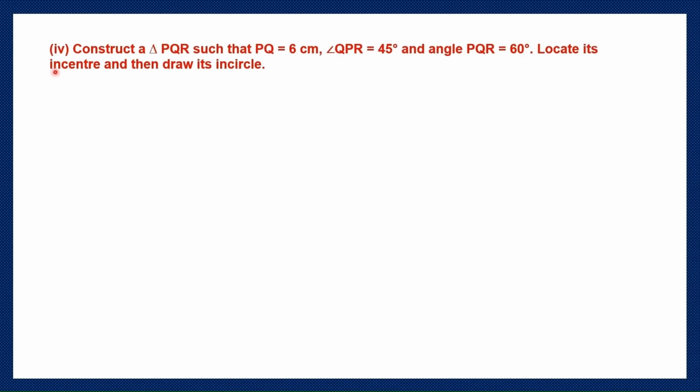Question 4. Construct a triangle PQR such that PQ is 6 centimeters, angle QPR is 45 degrees, and angle PQR is 60 degrees. First we have to construct a triangle with these measurements. Then we have to locate its incenter and then draw its incircle. Let me help you understand this better with the help of a rough figure. This is triangle PQR. PQ is 6 centimeters and angle QPR is 45 degrees. Take the letter in the middle, that means at P it is 45 degrees. Similarly, angle PQR is 60 degrees.